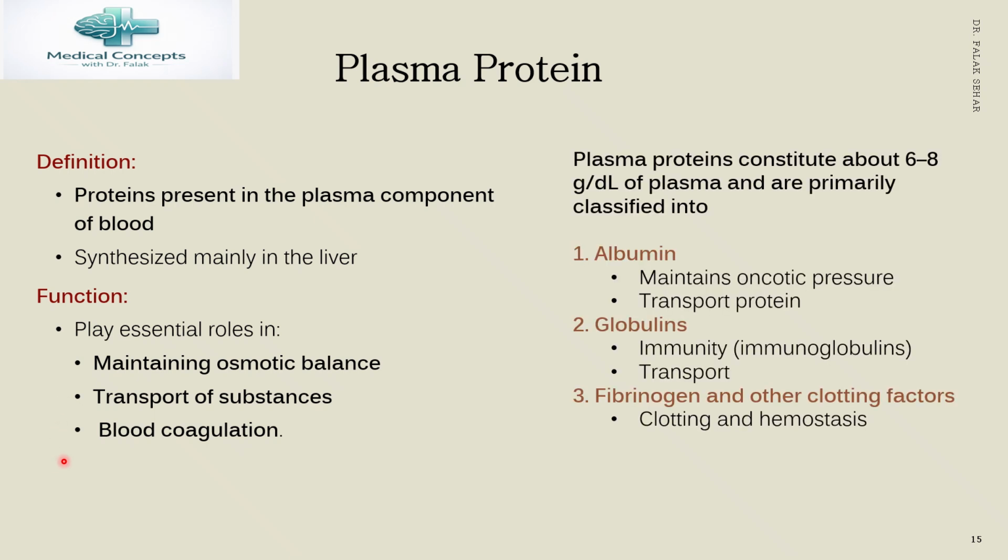Plasma protein constitute about 6 to 8 gram per deciliter of the plasma, and they are primarily classified into three main types. Albumin, that is the main protein responsible to maintain oncotic pressure and the transportation of other proteins. Globulins, that are important in the immunity and are also responsible for the transportation of other substances, as well as fibrinogen and other clotting factors that are involved in clotting and hemostasis.